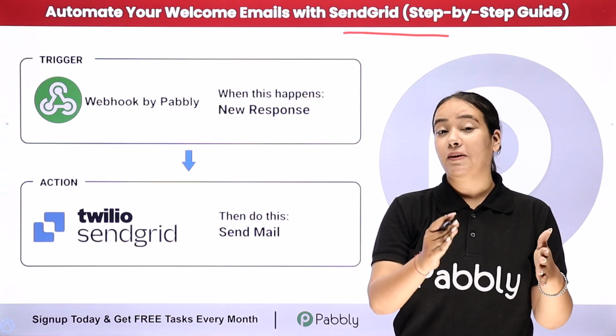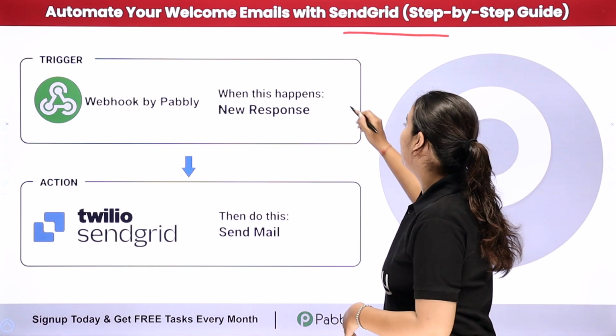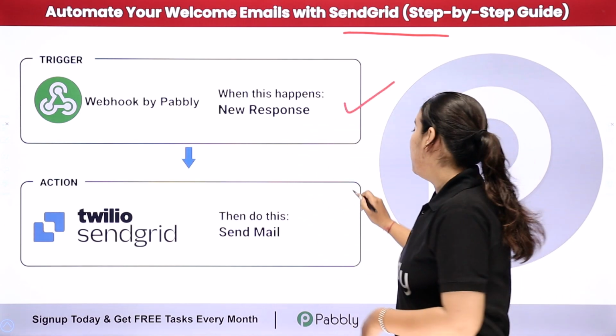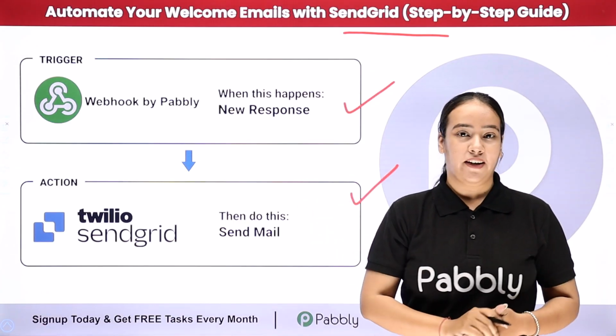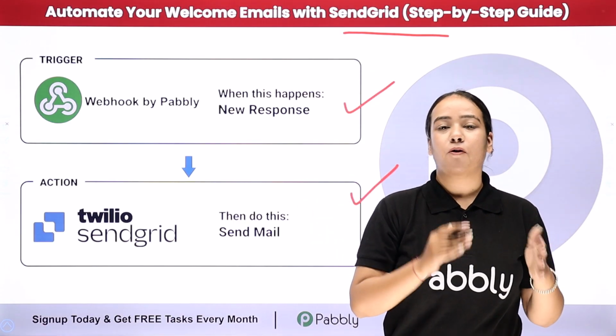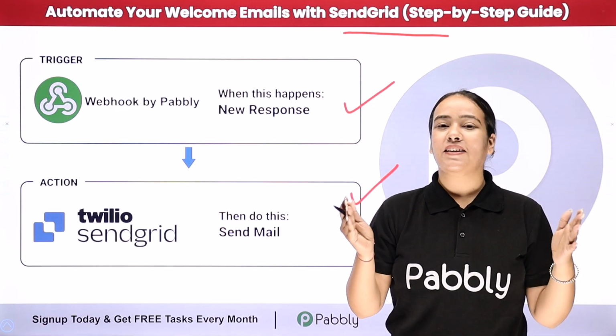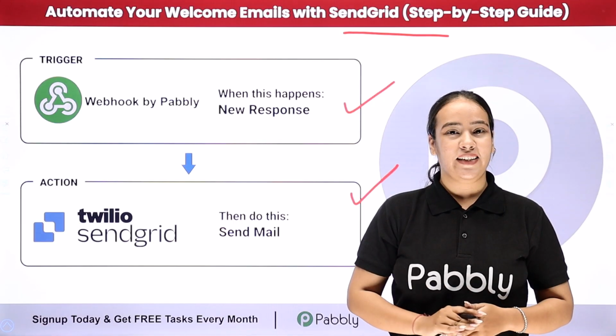Now with the help of Pabbly Connect, whenever a new response is collected with the help of Webhook by Pabbly, it is automatically going to send an email to your customer with the help of SendGrid. This automation is going to perform within seconds and without any manual effort. So if you want to know how to make this automation, then let me take you to my screen.